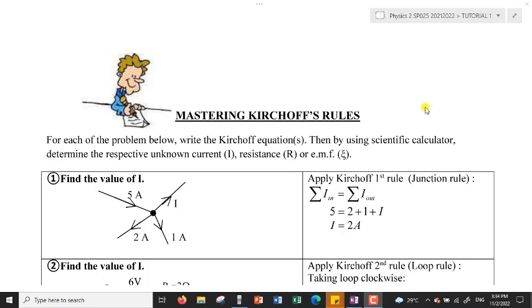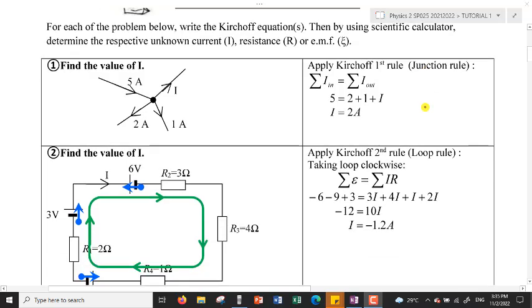Hello boys and girls, in this video we are going to check the answers for the Mastering Kirchhoff Rules worksheet. For each of the problems below, we are going to write the Kirchhoff equations. Then, by using the scientific calculator, we are going to determine the respective unknown current, resistance R, or the EMF that is required in the questions.